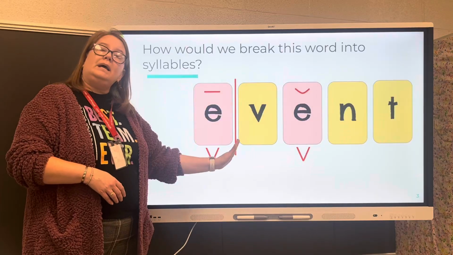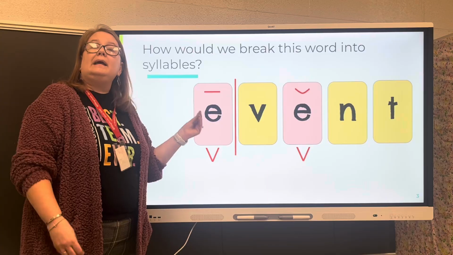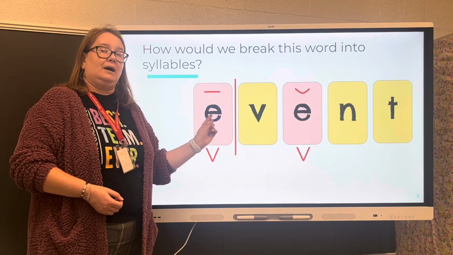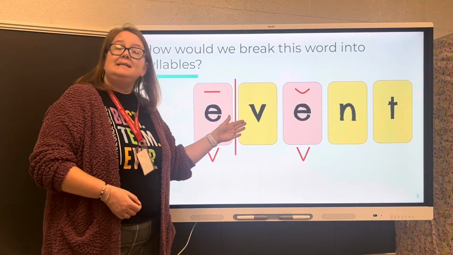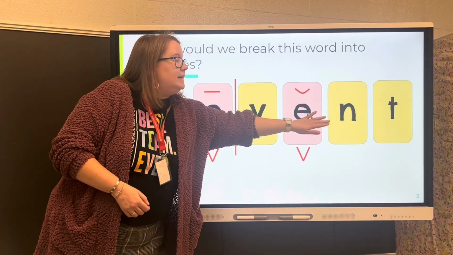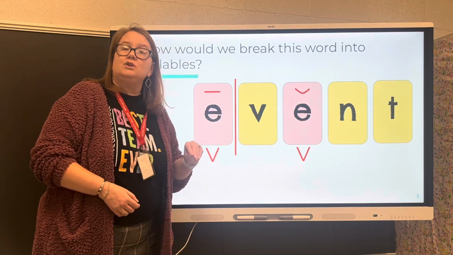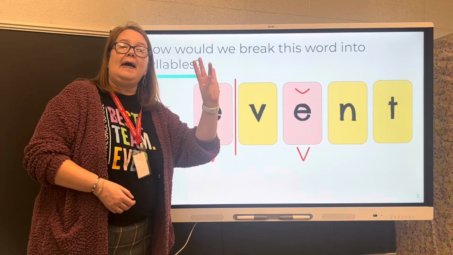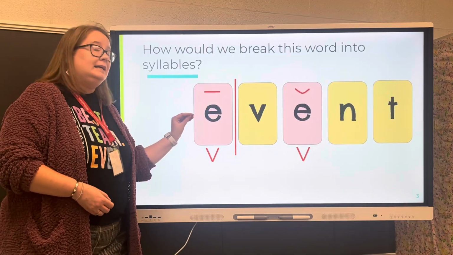So if I split right after my vowel, I have an open syllable here. And we know an open syllable has a long vowel sound. So here I would have E. Then I would look at my second syllable, and if you notice, I have a closed syllable because I have consonants after my vowel. So that means my vowel here is going to make the short sound E. So if I tap that out, it's v, e, nt, vent. If I put my syllables together, I get event.